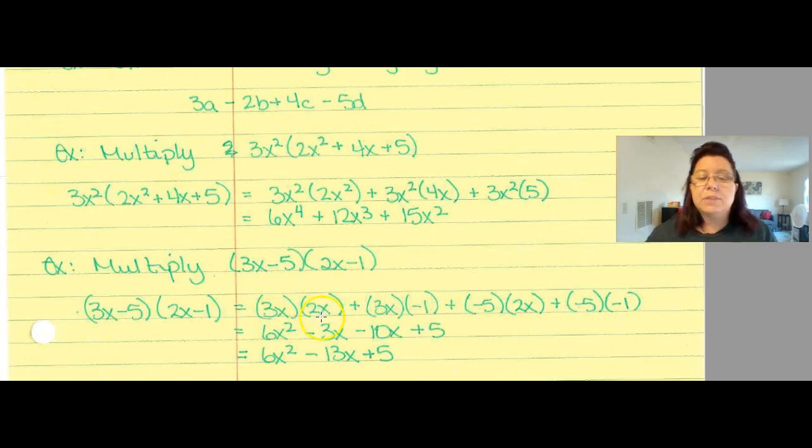Now that might change later on when I do my multiplication, but they're just little placeholders for now. Okay, 3x times 2x is 6x squared. 3x times negative 1 is negative 3x. There was a placeholder. Negative 5 times 2x is negative 10x, another placeholder. And negative 5 times negative 1 is positive 5. I'm going to combine like terms, those monomials that have the same variable with the same variable power. So negative 3x minus 10x is negative 13x. So 6x squared minus 13x plus 5.